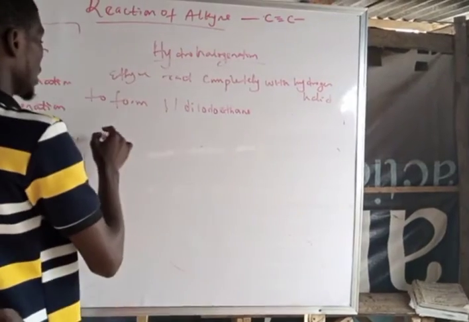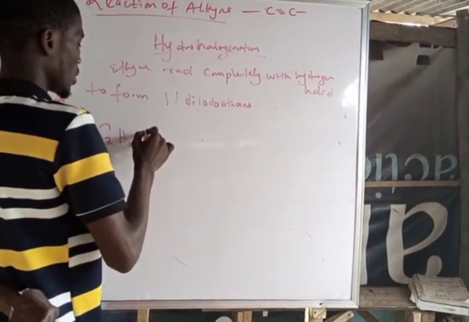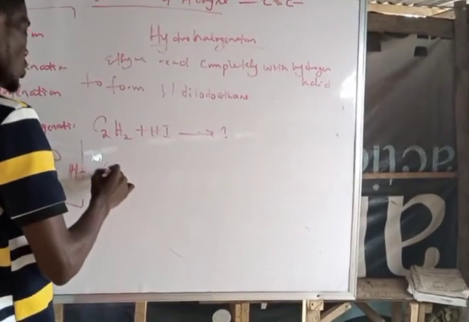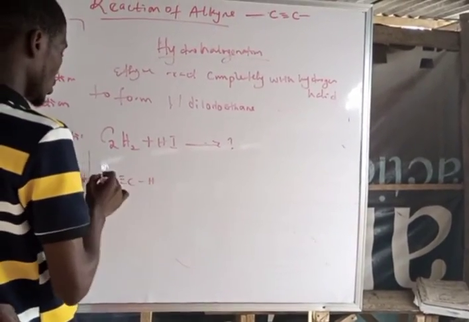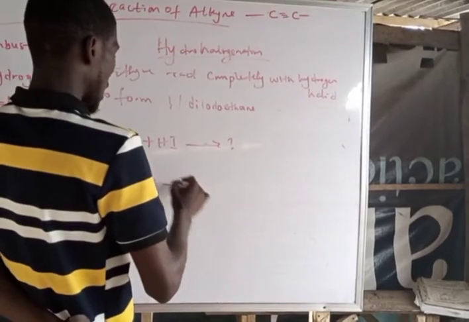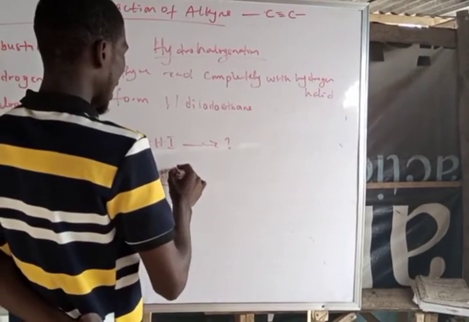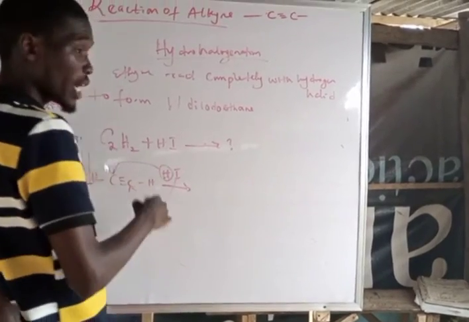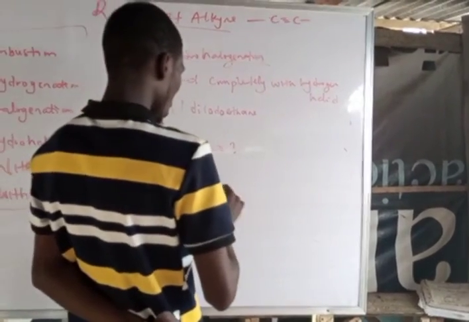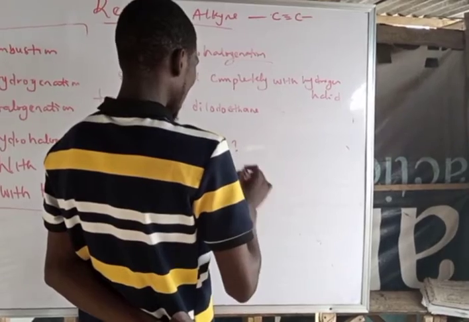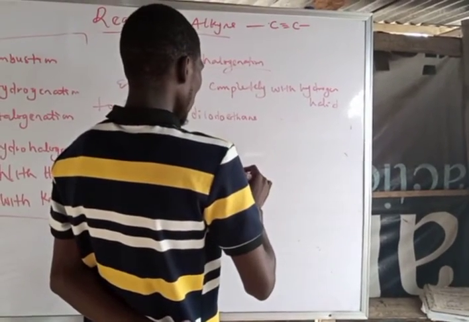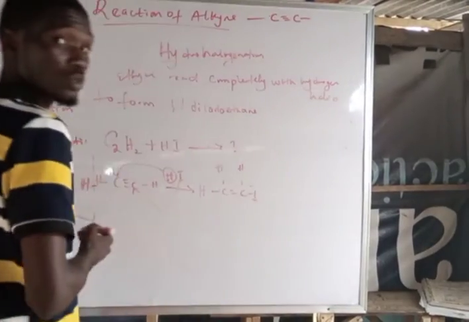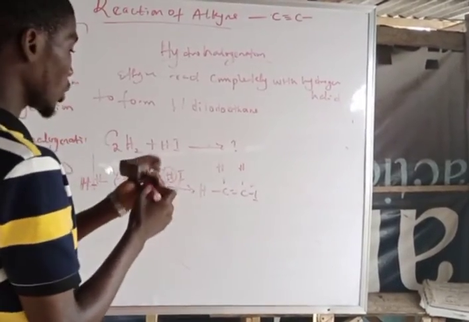So let's take that. Ethane is C2H2 plus the hydrogen halide. We don't know the product. So it's this triple bond. So I have the halogen and the hydrogen. One of them will come here to break the bond. This one will also come here to break the bond. So we are going to have a double bond, one hydrogen, the hydrogen, and we have the hydrogen. So how do we have 1,1-diiodoethane?